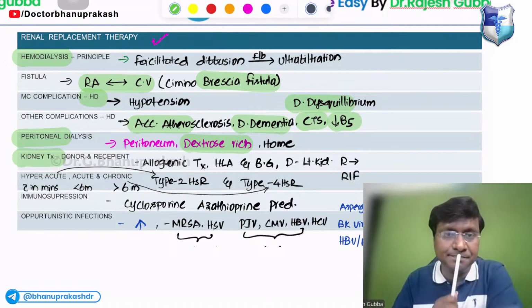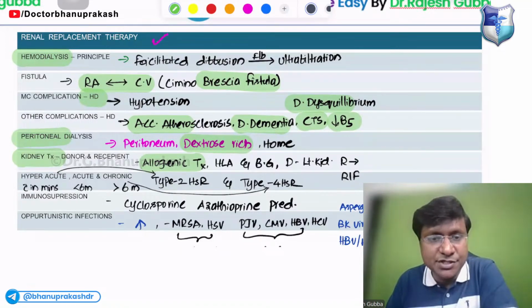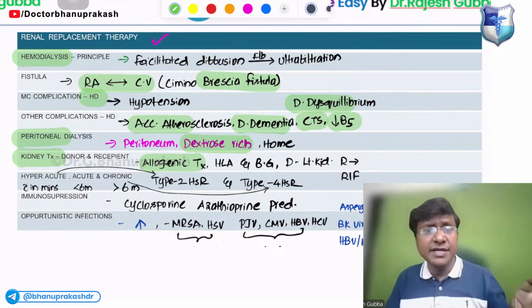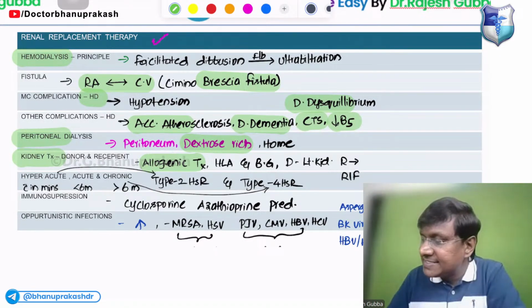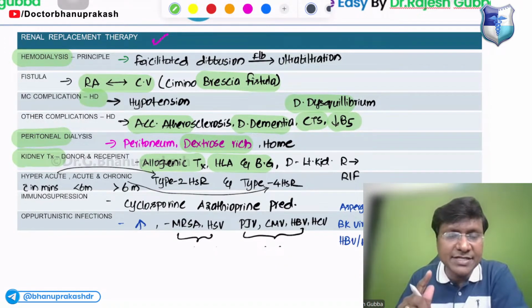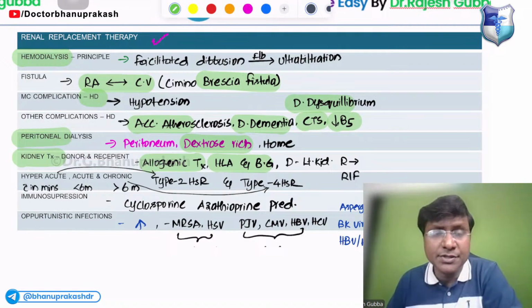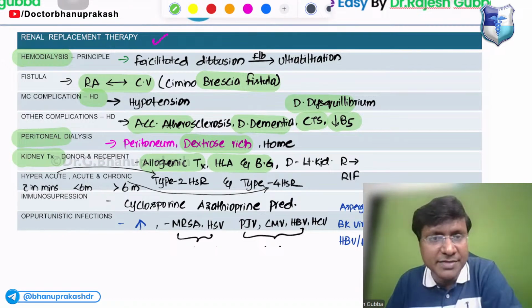Here, if you observe the donor as well as the recipient, allogenic kidney transplantation has to be done, where the kidney is taken from a first degree relative and placed within the recipient. Please remember, HLA matching as well as blood grouping is mandatory for kidney transplantation. For HLA matching, the gene is present on chromosome 9. And for blood grouping, the gene is present on chromosome number 6.